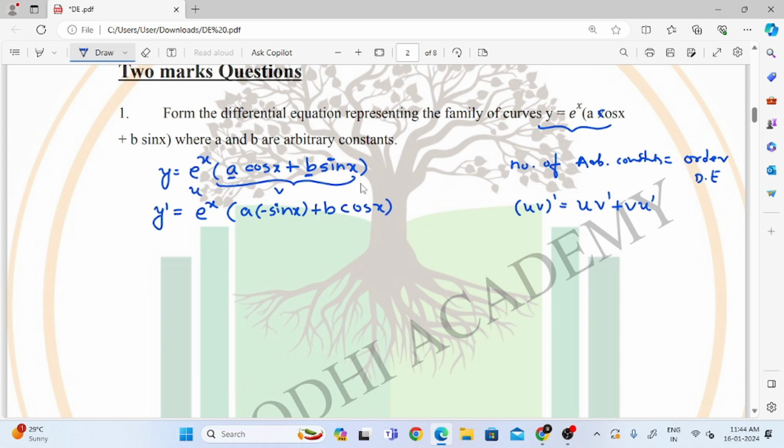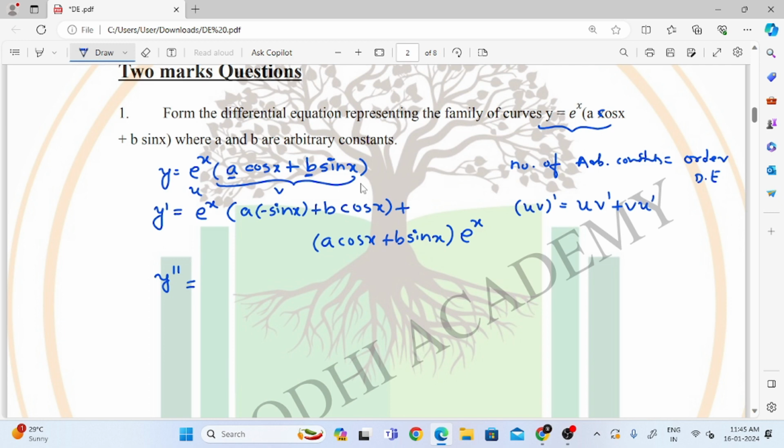Now take the derivative one more time. So the derivative of y dash, that is y double dash, is equal to, sorry, this UV rule is not done. In the last step, u we have taken as it is times the derivative of v, now plus, the second time we have to take v as it is. Now v as it is, v means a cos x plus b sin x, into the derivative of u. So u is e raised to x, and we know that the derivative of e raised to x is e raised to x only.